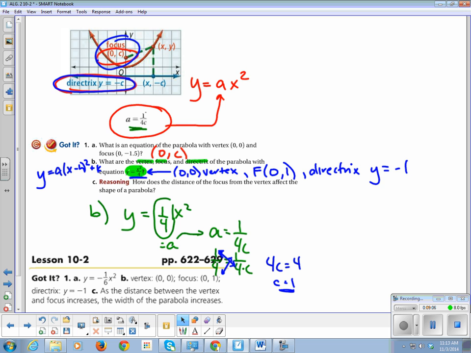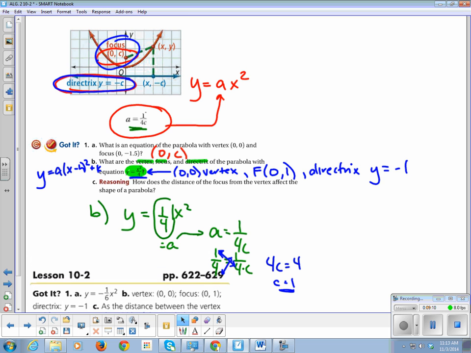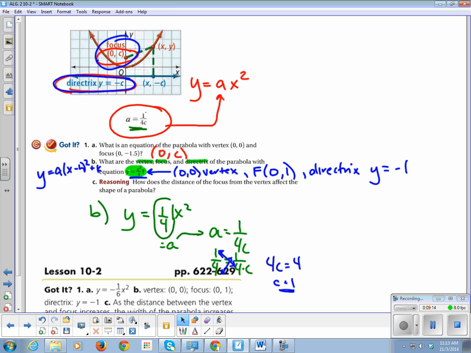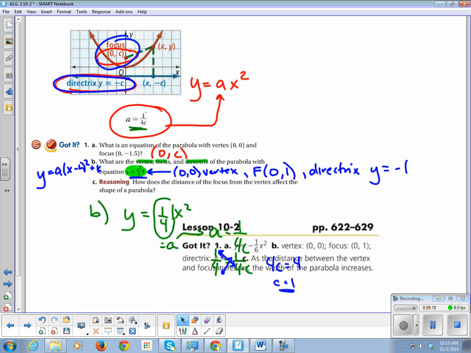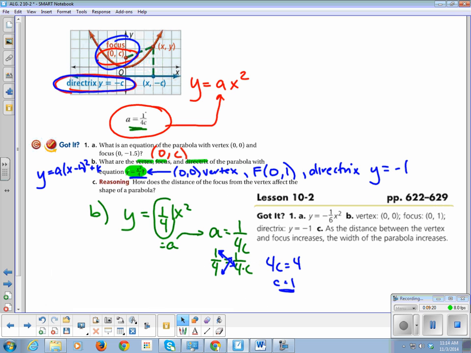So the answer to 1a is y equals negative 1/6 x squared. We got that. The vertex for b is (0, 0). Focus is (0, 1). And the directrix is y equals negative 1. And then the answer to how does the distance of the focus from the vertex affect the shape of the parabola? As the distance between the vertex and the focus increases, the width of the parabola increases.